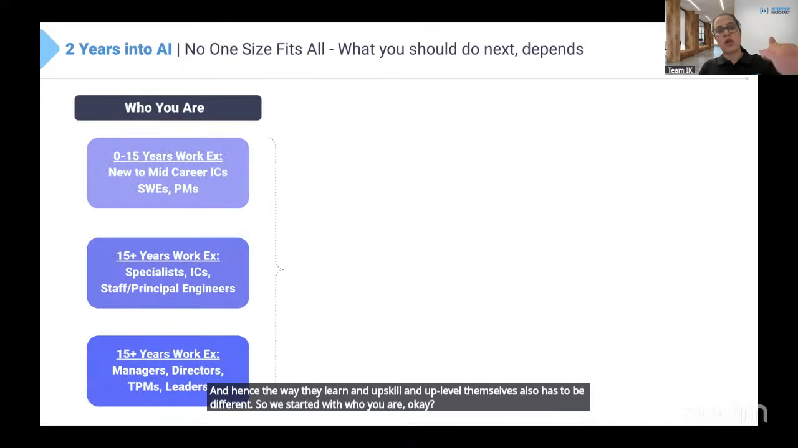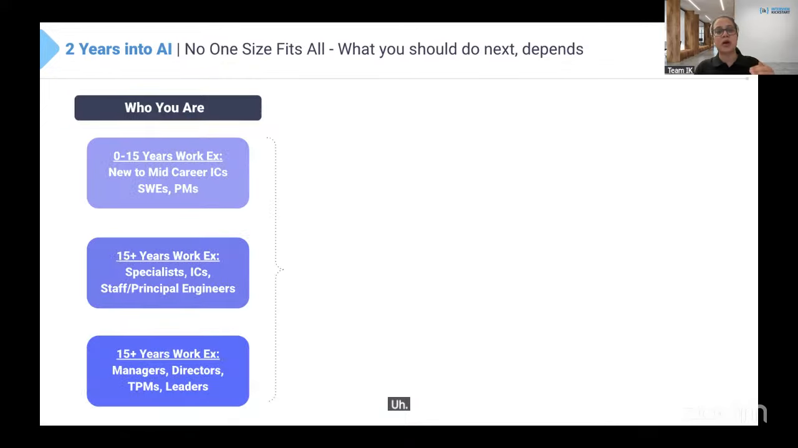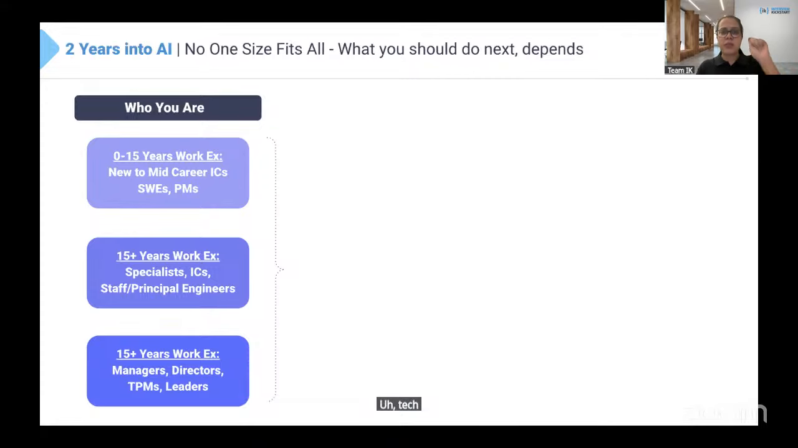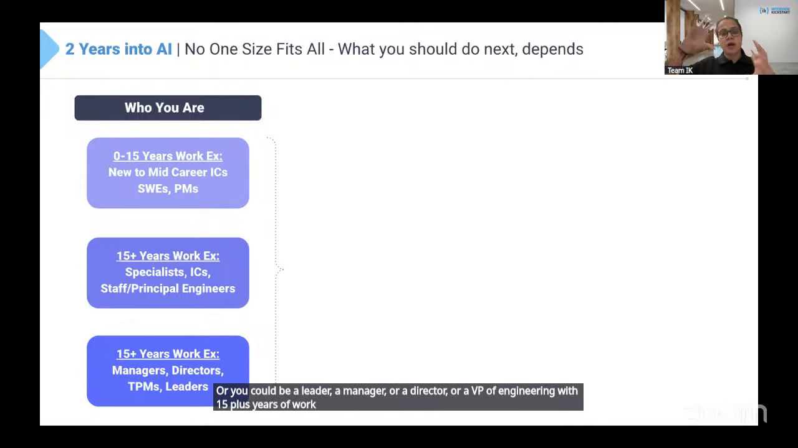Okay, so you could fall into any of these three buckets that is there in front of your screen. You could be an IC or a mid manager with 0 to 15 years of work ex. You could be a 15+ years of work ex tech professional who's a specialist, who's a principal engineer, and still an IC. Or you could be a leader, a manager, or a director, or a VP of engineering with 15+ years of work ex. So we try to bucket all of you in these three buckets.